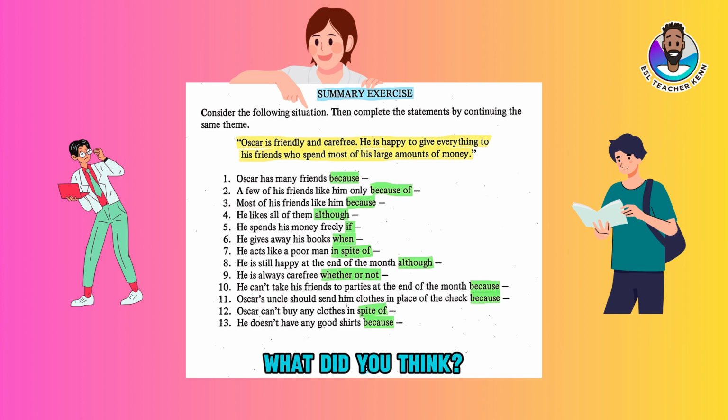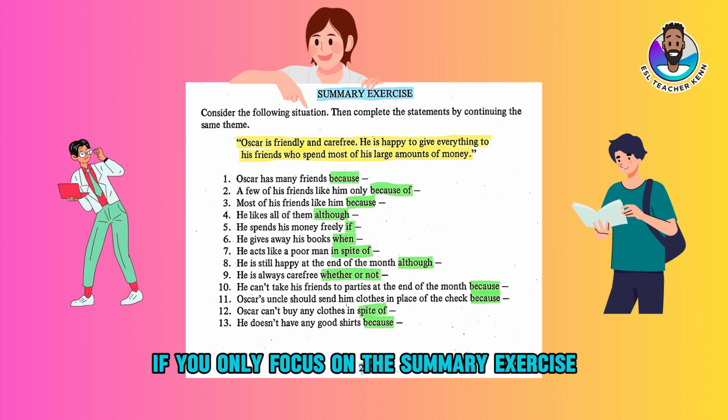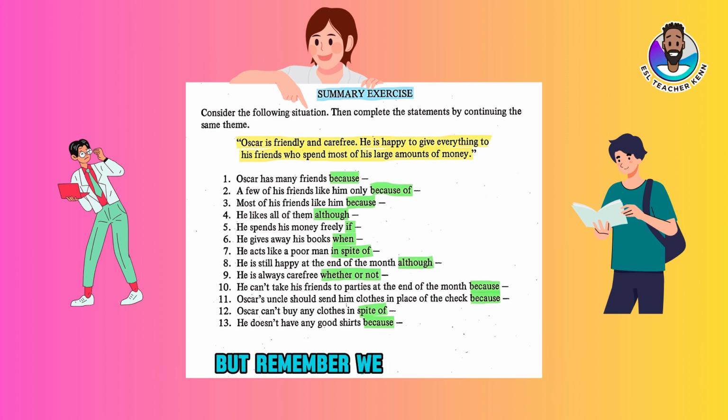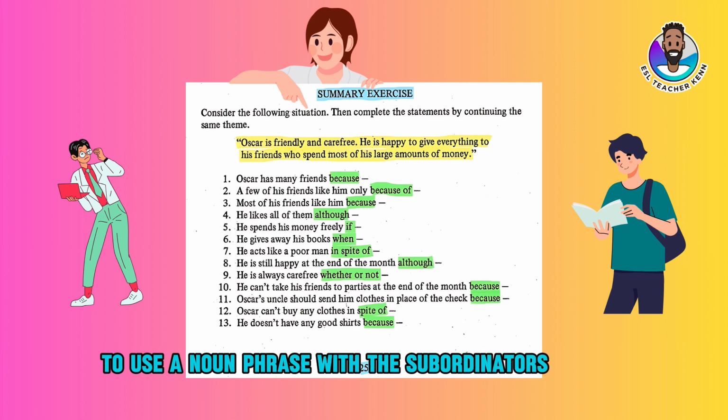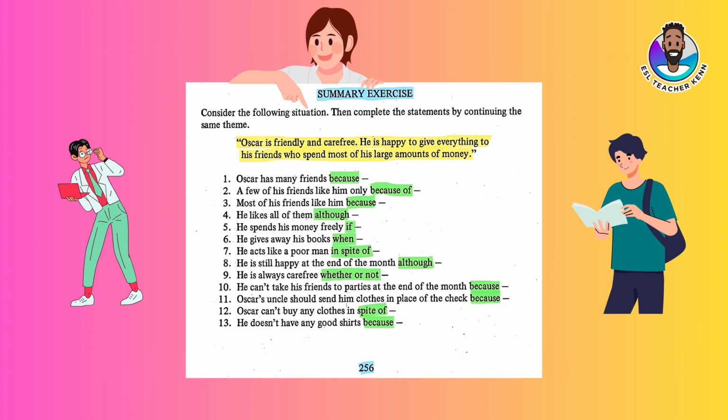What did you think? I know that it gets a little confusing if you only focus on the summary exercise. But remember, we already saw how to go through these different scenarios. And the most important thing is to remember to use a noun phrase with the subordinators with of.